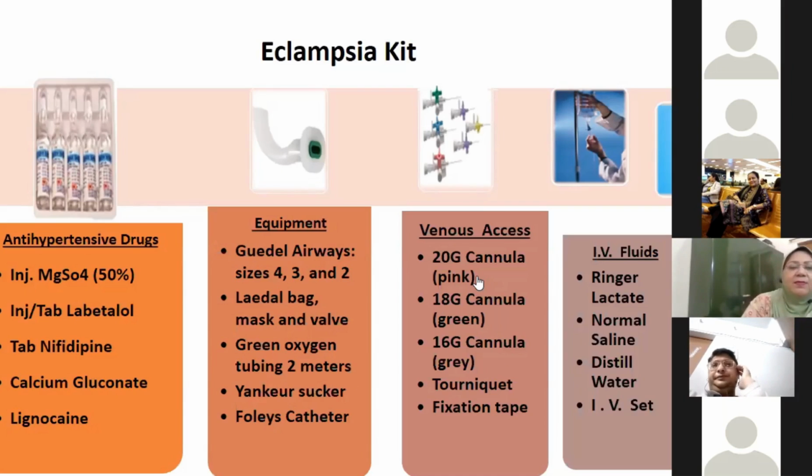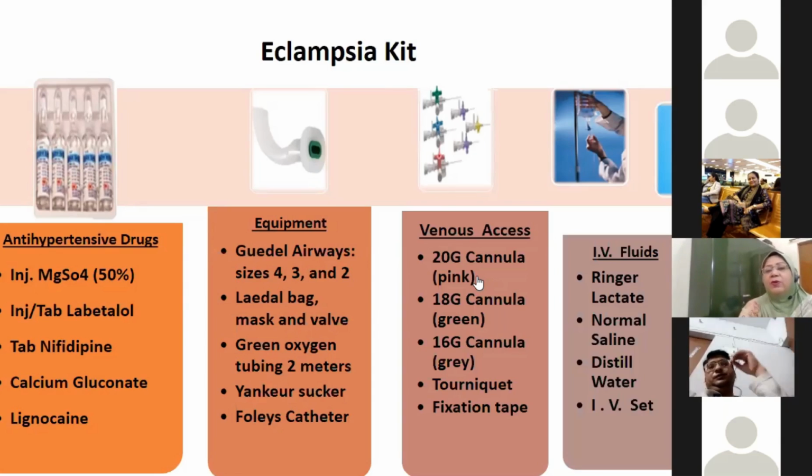Okay. So there's some heading I have written wrong. This is just the drugs. It includes magnesium sulfate. Magnesium sulfate is not an antihypertensive. I'm sorry. Then injection labetalol, tablet nifedipine, and the antidote should be there. Okay, and lignocaine if you are using intramuscular.